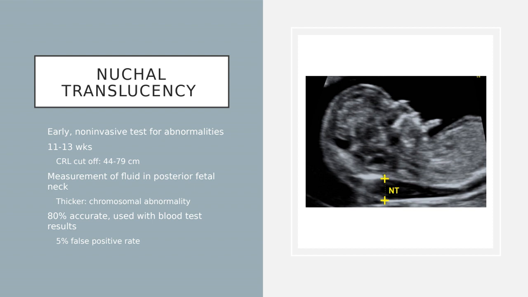80% accuracy with ultrasound. We do have a 5% false positive rate, meaning that some nuchal translucencies or nuchal thickness can be greater than 6 millimeters, and they still end up being totally fine in normal genetic composition.